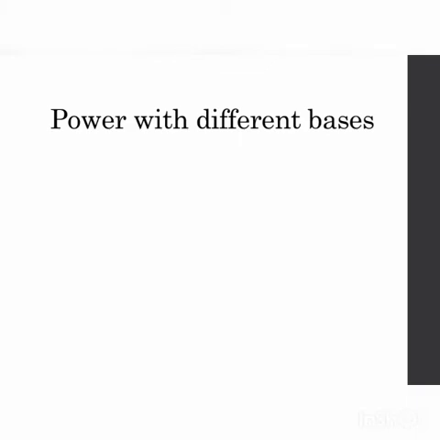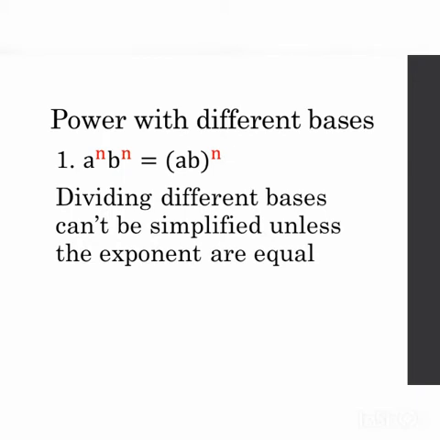Power with different bases. a raised to n times b raised to n is equal to ab, in parentheses, raised to n. Dividing different bases can't be simplified unless the exponents are equal. For example, a raised to n over b raised to n is equal to a over b, in parentheses, raised to n.